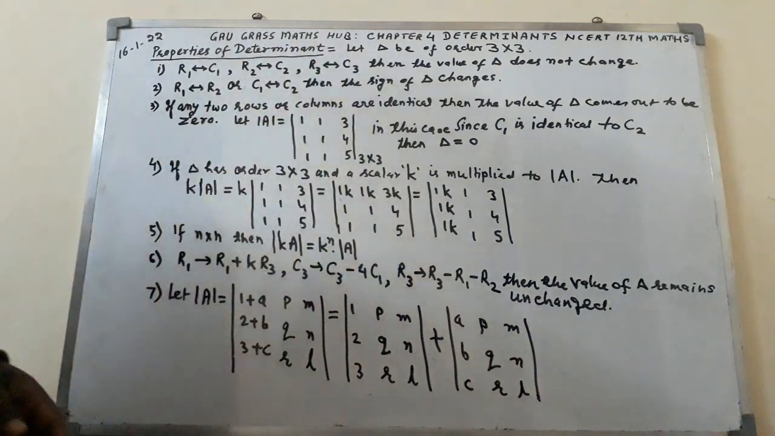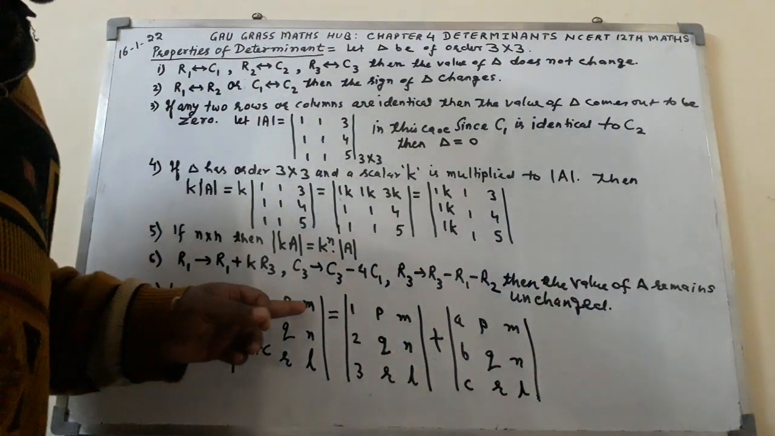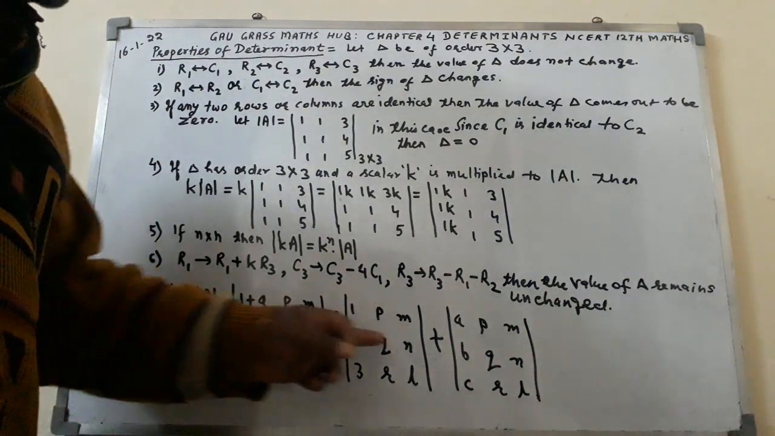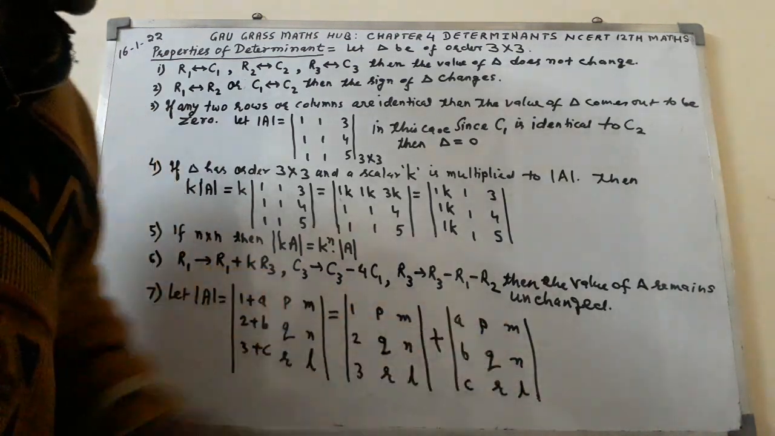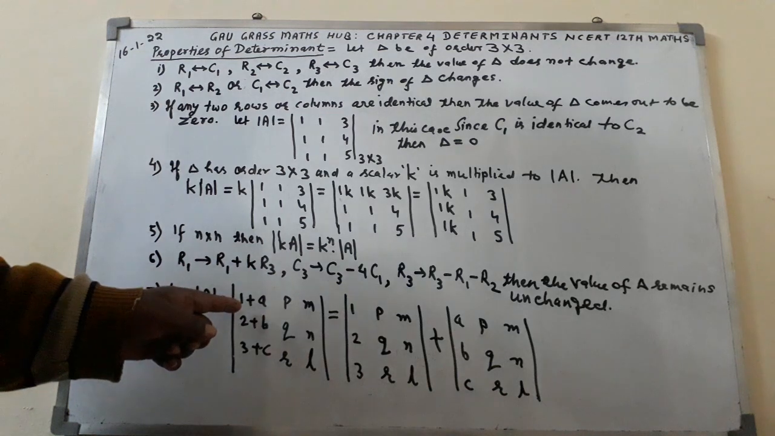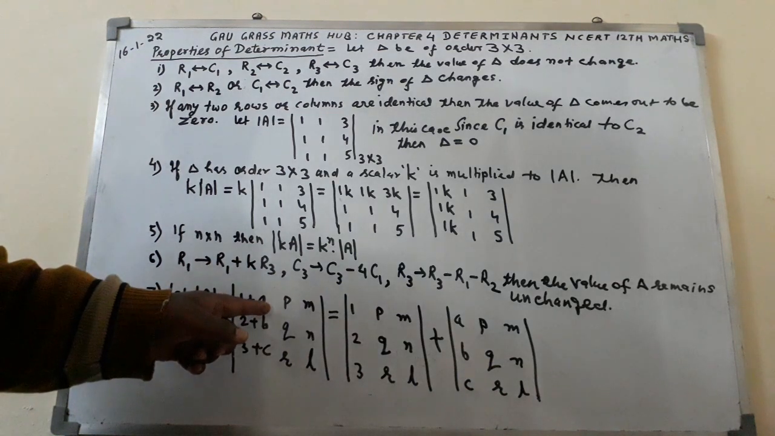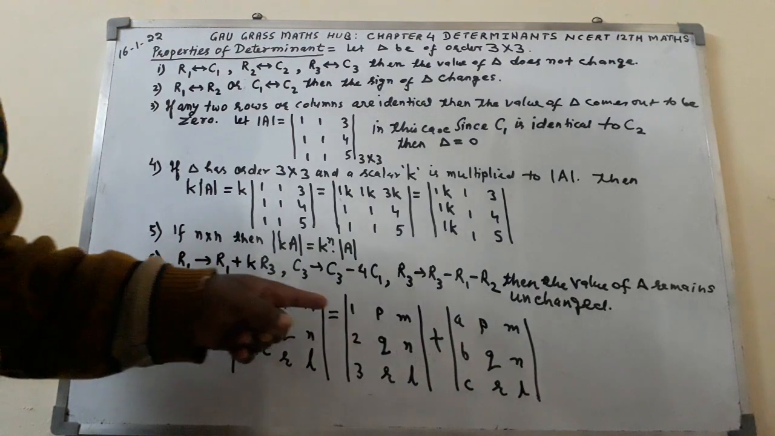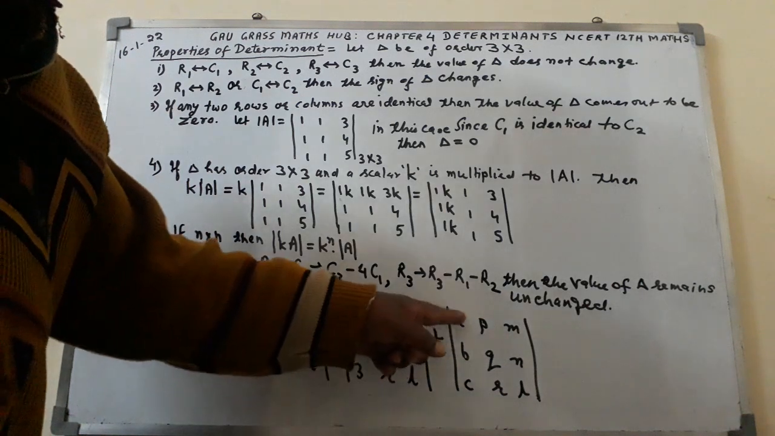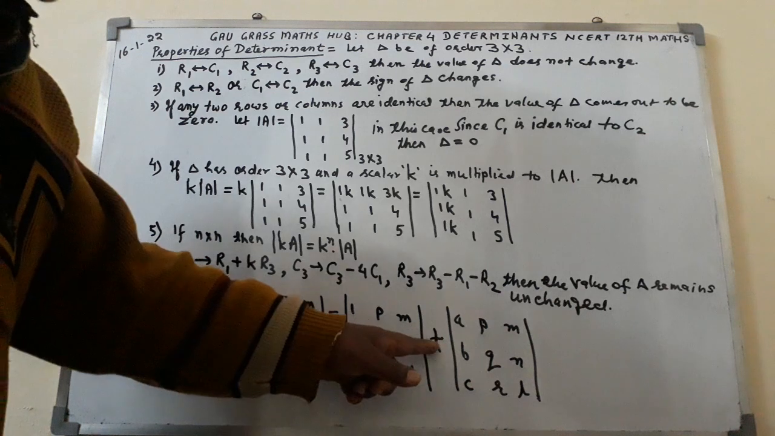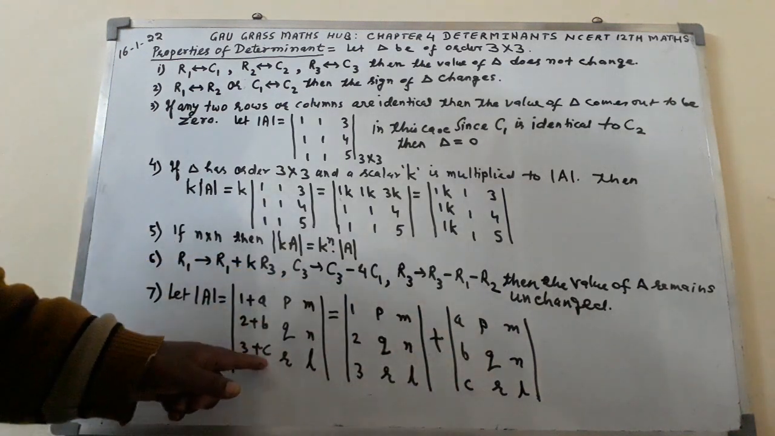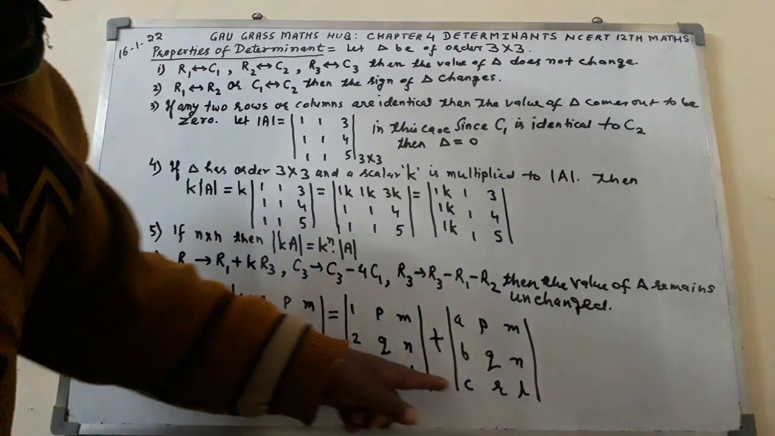This can be related. Here you can see PM, PM, QN, QN, RL, RL. But here 1 plus A can be written as 1 plus A, 2 plus B can be written as 2 plus B, 3 plus C can be written as 3 plus C.